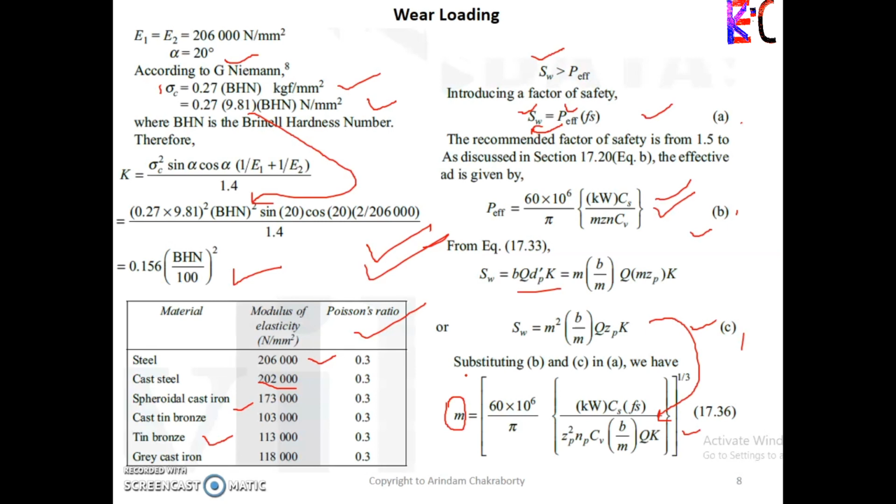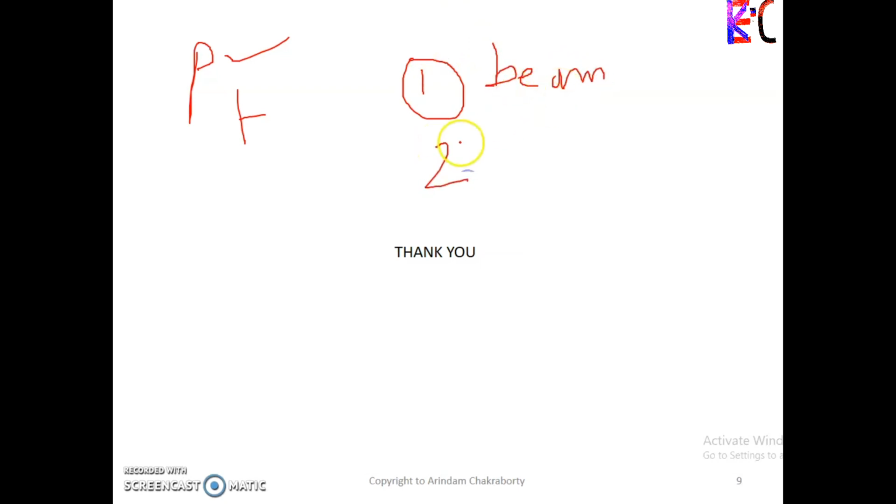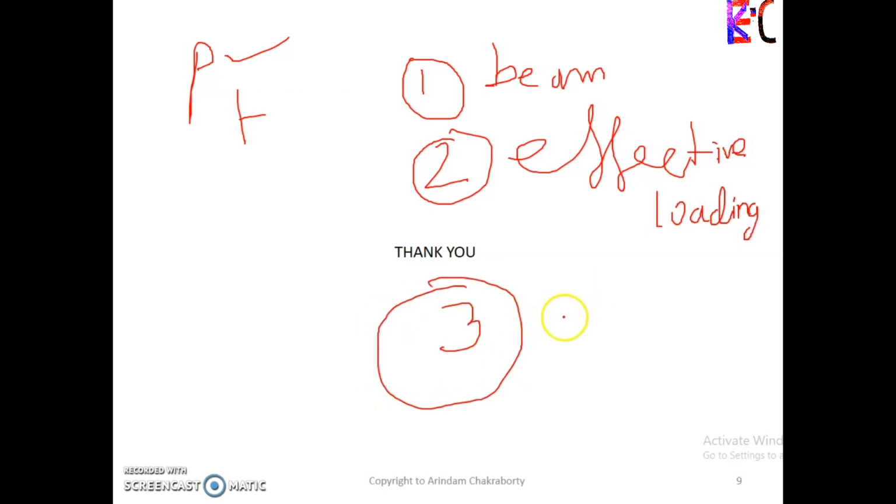Now, before saying thank you and everything, let me tell you, PT value depends on three criteria. Number one, at the end of the chapter we will understand the PT value. That is, the PT value depends on the beam strength. PT value depends on the effective loading. And last but not the least, PT value also depends on wear.